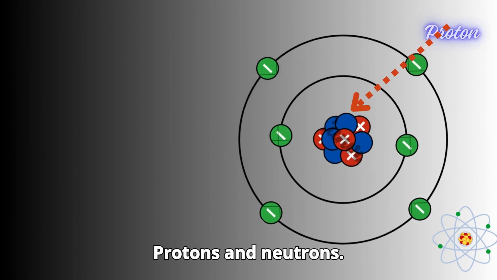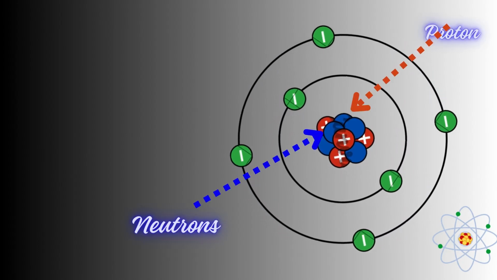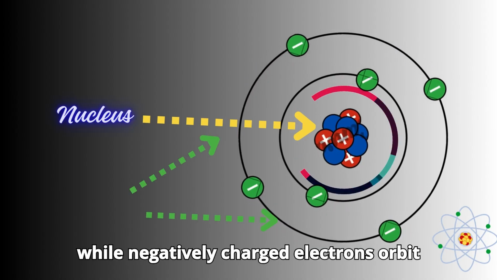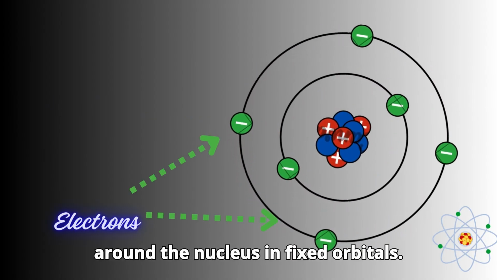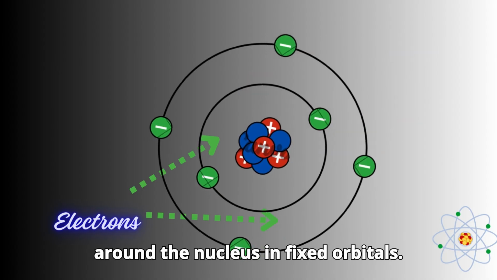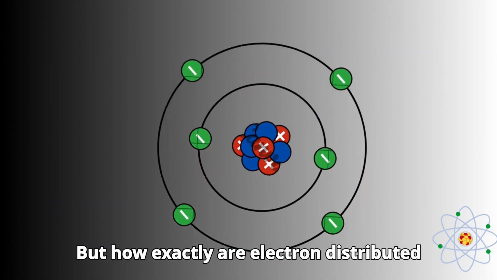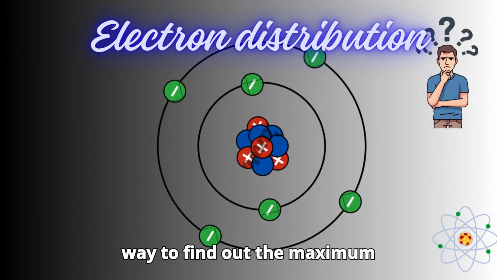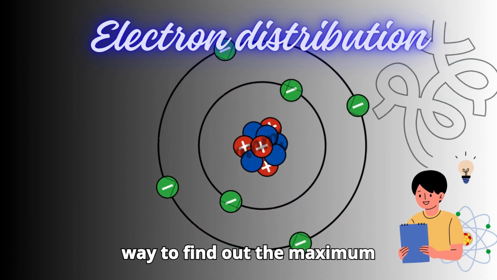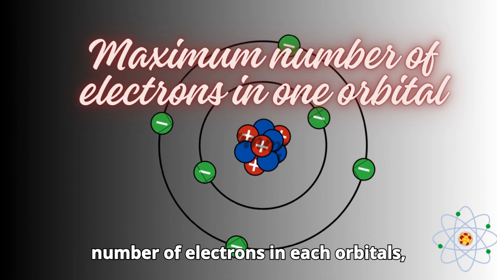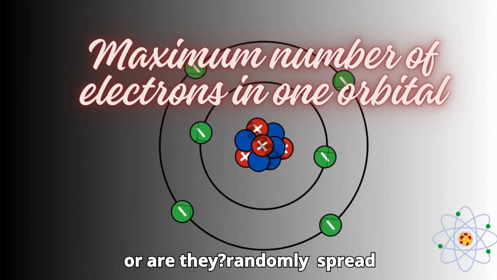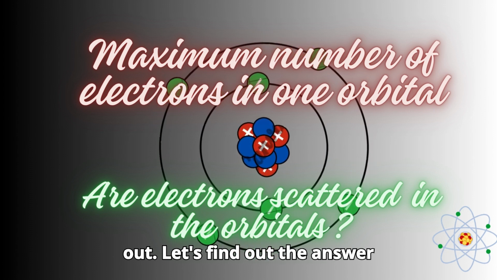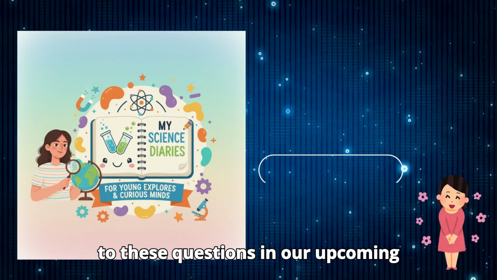Positively charged protons and neutrons are at the center in the nucleus, while negatively charged electrons orbit around the nucleus in fixed orbitals. But how exactly are electrons distributed in these orbitals? Is there a way to find out the maximum number of electrons in each orbital, or are they randomly spread out? Let's find out the answer to these questions in our upcoming videos.